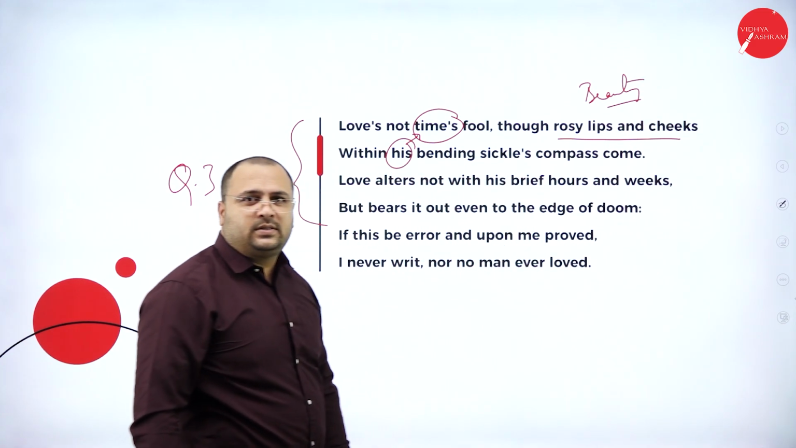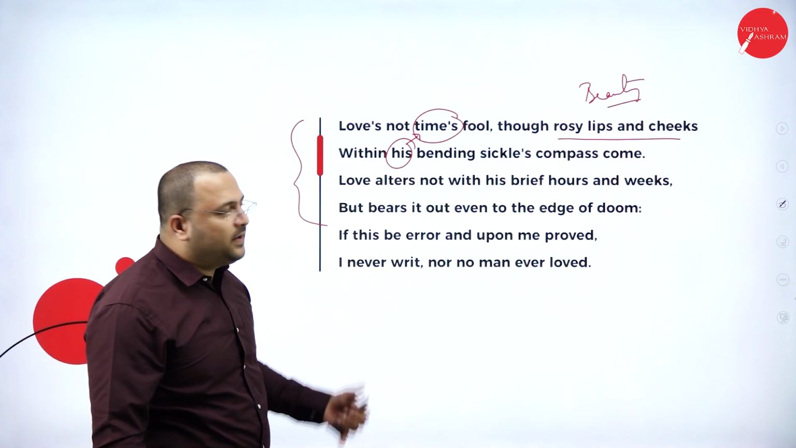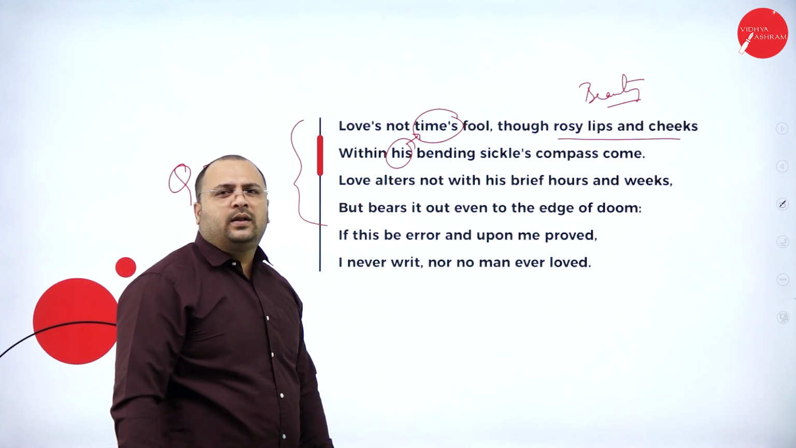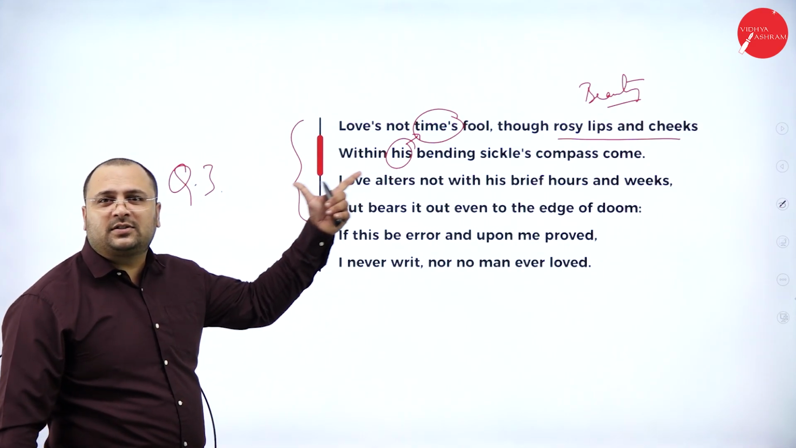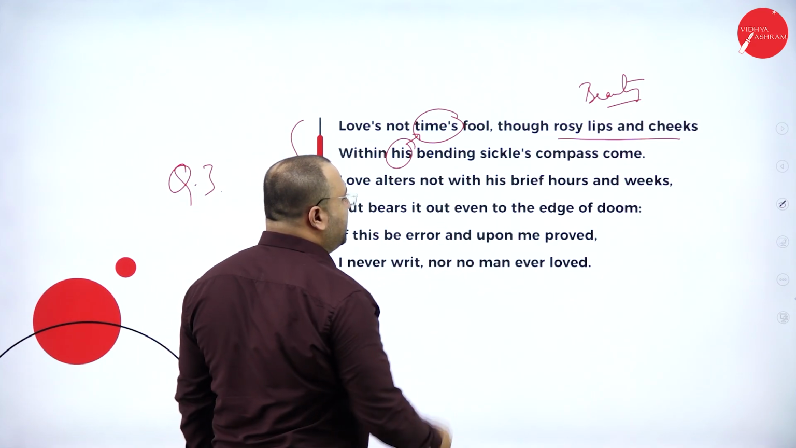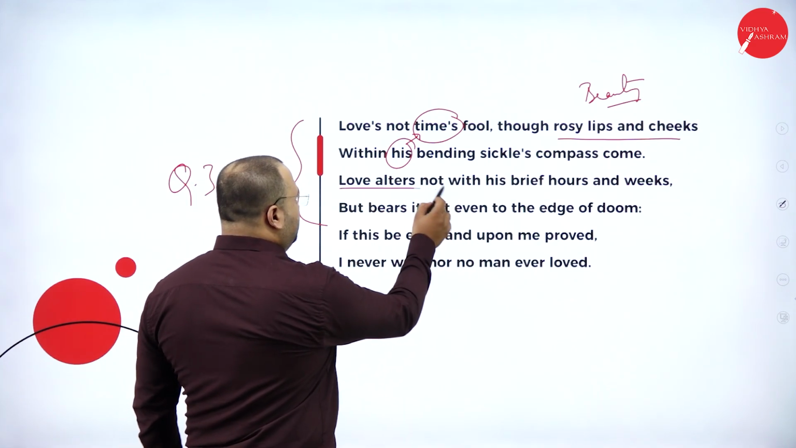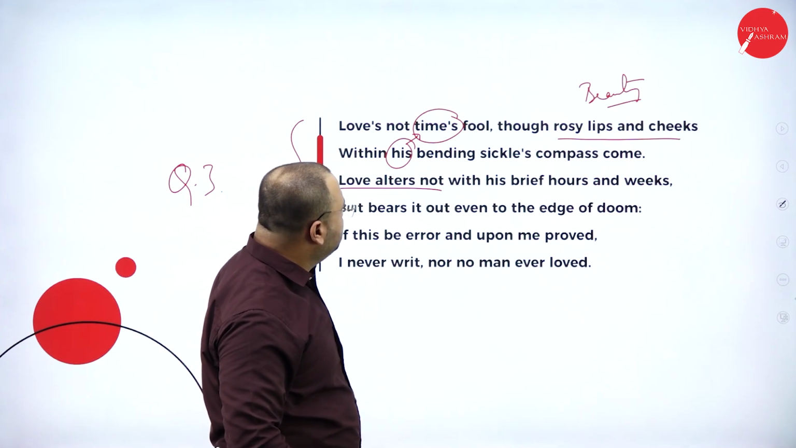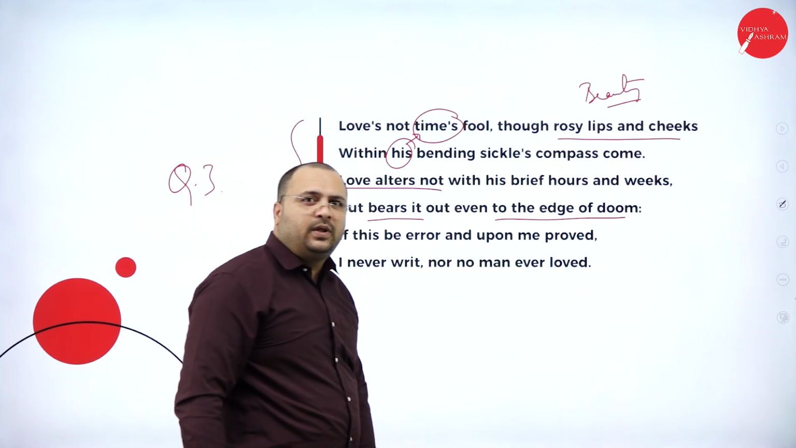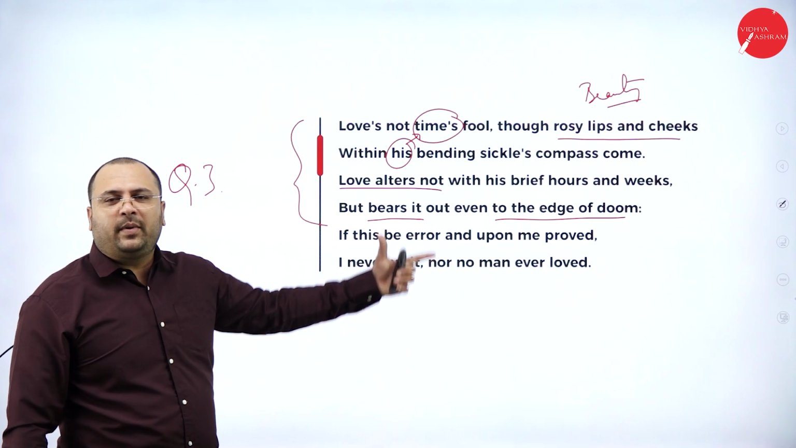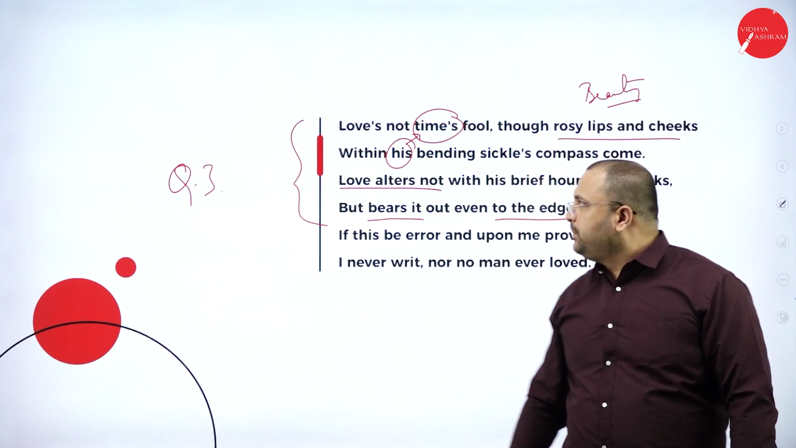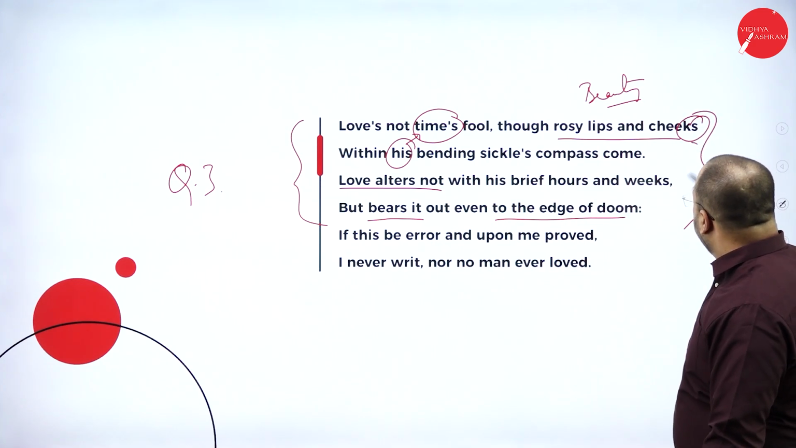Beauty which is not permanent, our body and our physical beauty, that will fade away. Cheeks will fade away. Within his bending sickles, compass come. When our age is destroyed by time, love does not change. That is the meaning, what he says here. Love alters not with his brief hours and weeks. Love does not alter. It remains constant, but bears it out even to the edge of doom. And love will live even to the edge of doom. Even the world gets completely destroyed, love remains. Therefore, the poet is trying to say that love will not fade away with time. So now you have to observe again the rhyming scheme.